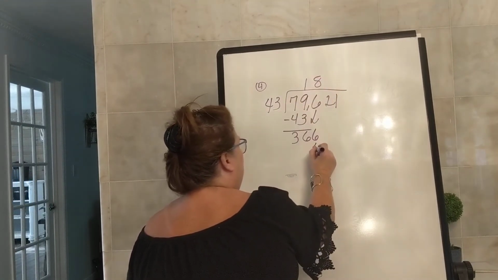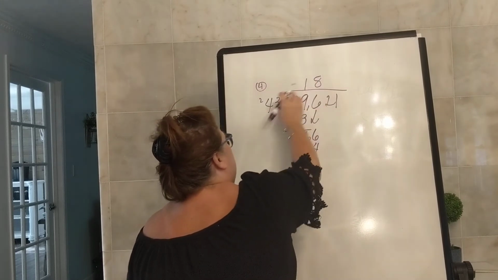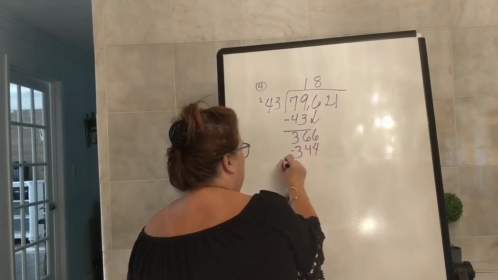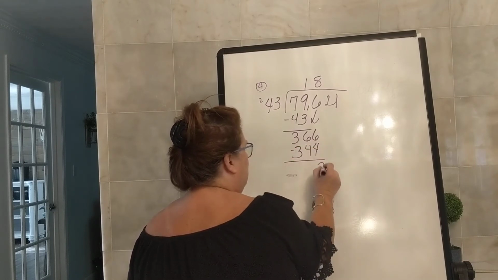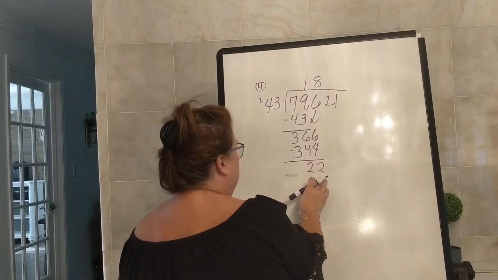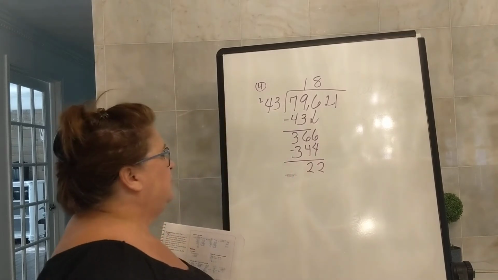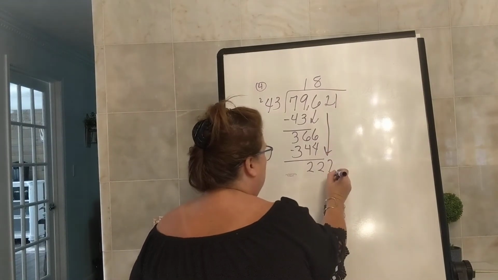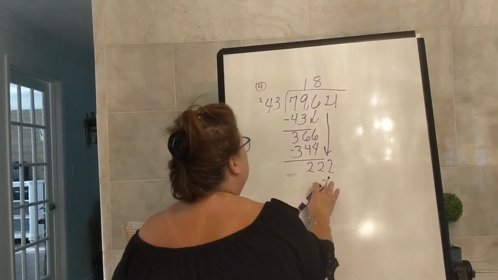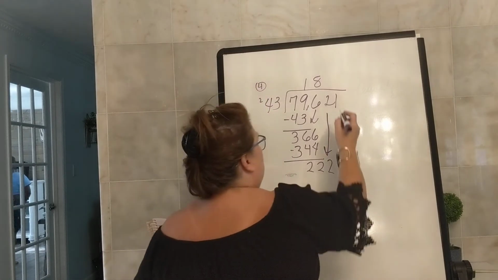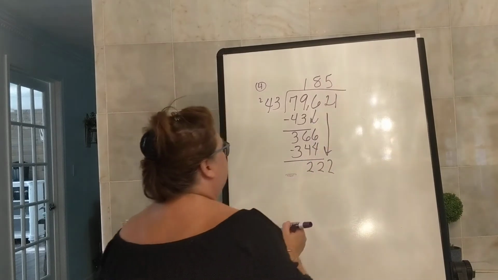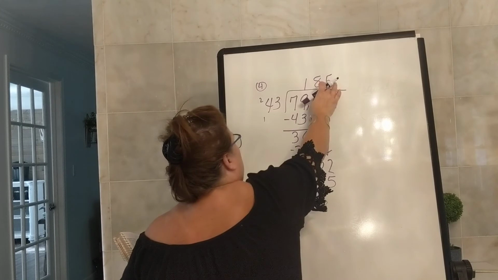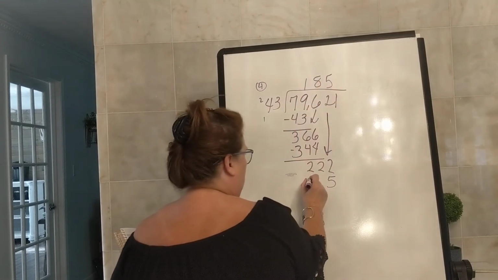8 times 3 is 24. Put 4 down, carry the 2. 8 times 4 is 32, plus 2 is 34. Subtract. 6 minus 4 is 2, and 6 minus 4 is 2. Is 22 smaller than our divisor 43? It is, so we bring down our next digit, which is a 2. How many times will 4 go into 22? It'll go in there 5 times. Very good. 5 times 3 is 15. Put 5 down, carry the 1. 5 times 4 is 20, plus 1 is 21.